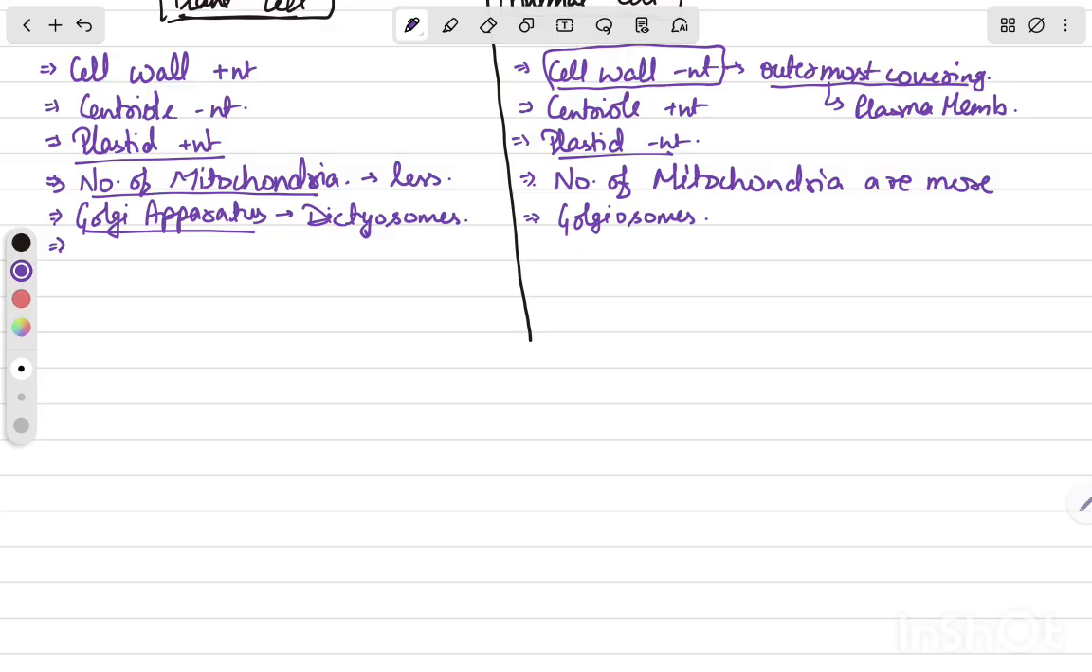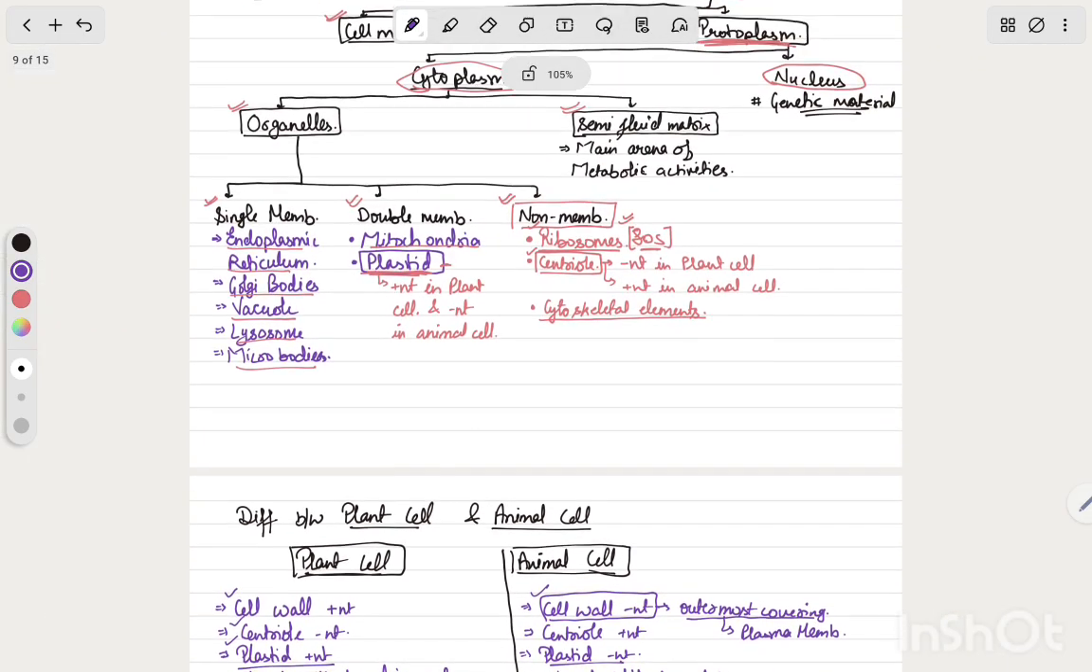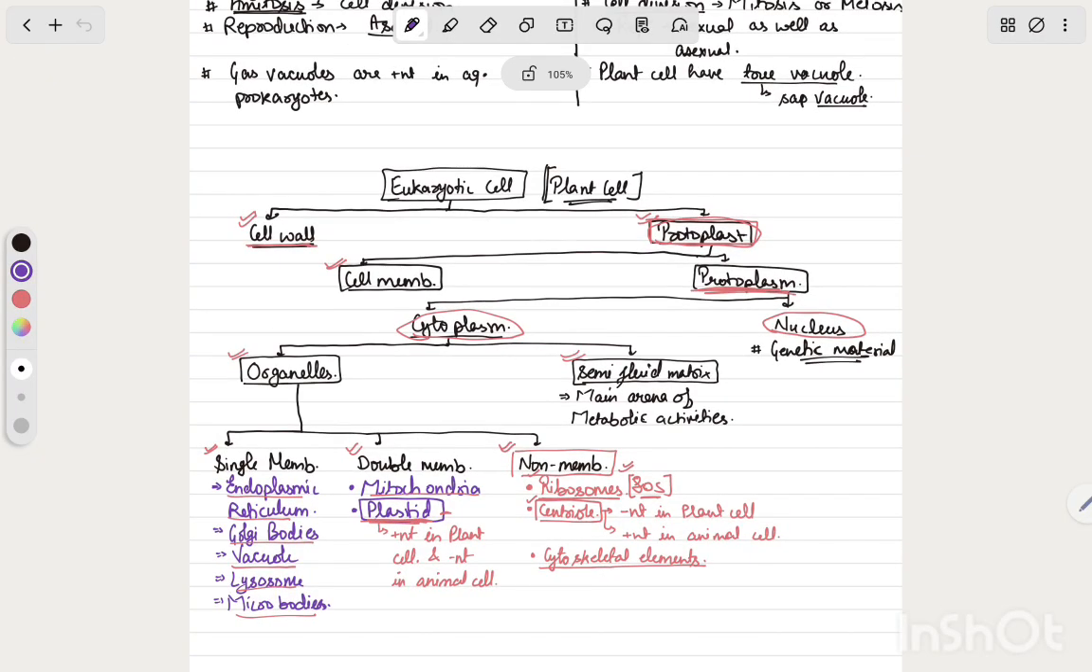These are the basic main differences between plant cell and animal cell, which you at least should know before studying the structure of a cell or the components of a cell. Cell wall is absent in animal cell and it is present in plant cell. Centriole is absent in plant cell. Plastid is present only in plant cell, meaning plant cell and some of the protist. And number of mitochondria is less in plant cell because their energy requirement is lesser than animals. Golgi apparatus is known as dictyosome in plant cell and Golgiosome in animal cell. That is the basic major information about introduction of cell.